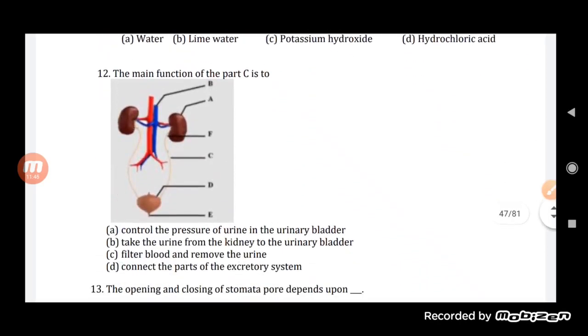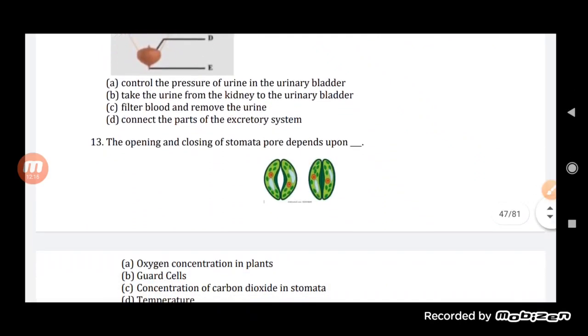Now what is the main function of the part C? Basically, as you can see here, A is the kidney, then the tubule is there, the urethra is there, and the part C is the ureter. The role of the ureter is to take the urine from the kidney to the urinary bladder. It is a passage through which the urine passes from the kidney to the urinary bladder and gets stored there.